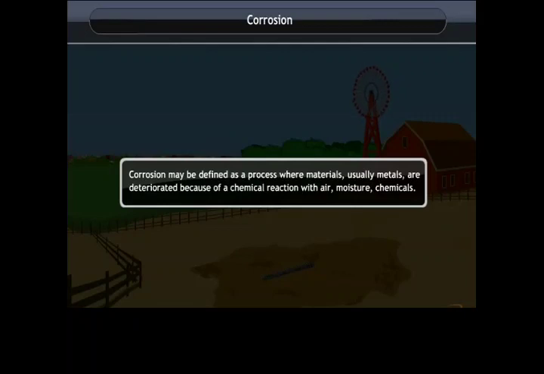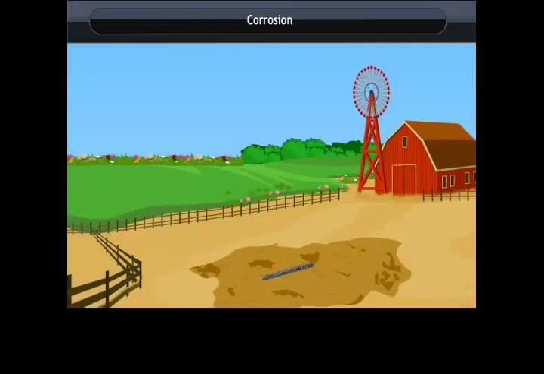Corrosion. It may be defined as a process where the materials, usually metals, are deteriorated because of a chemical reaction with air, moisture and chemicals. Let us explain with the help of an example. When the iron materials are kept in moisture for a long time, a brown mass is coated on the iron materials. This brown mass on the iron materials is called rust.